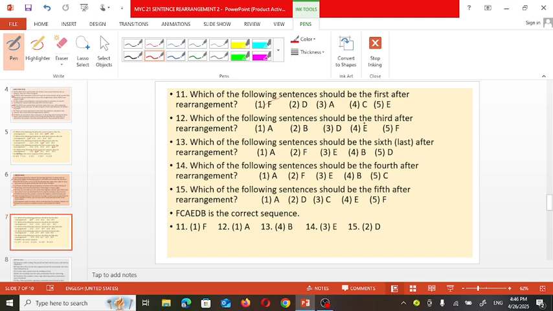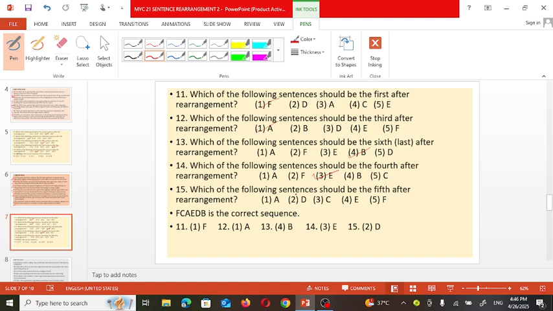Then which will be the third one? So the third one is A. Here the third is A, also option one. Then which one will be the last? So here B will be the last, and B is given here for the fourth option. Which of the following sentences should be the fourth after rearrangement? Fourth will be E. So here E is given for the third.